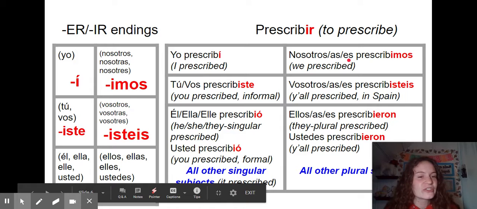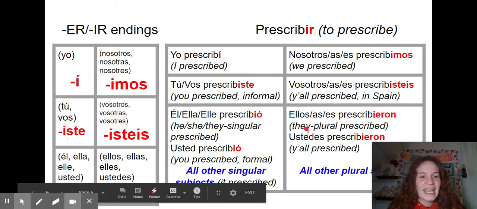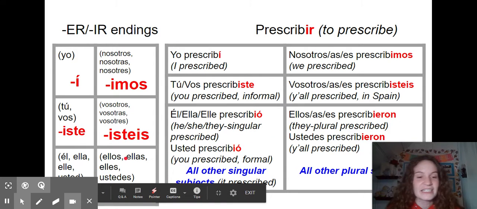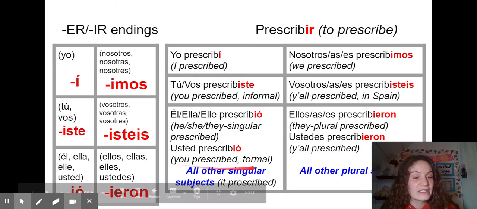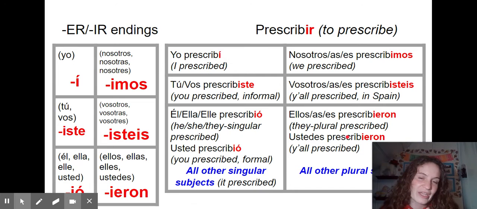Nosotros, nosotras, or nosotres prescribimos would mean we prescribed. That is the imos ending. Vosotros, vosotras, vosotres prescribisteis would be y'all prescribed, only used in Spain. That is the isteis ending. Ellos, ellas, or elles prescribieron would mean they prescribed. That is our ending right here that is hidden. And ustedes prescribieron also uses that same ending, but that means y'all prescribed. So that's an example of an IR verb that has the ER or IR preterite endings.